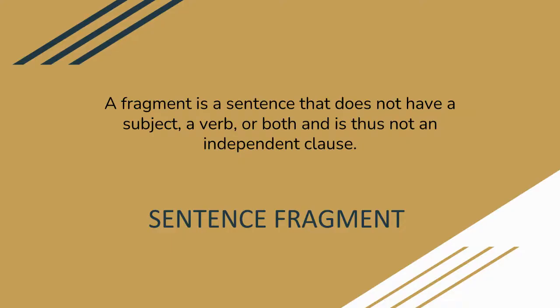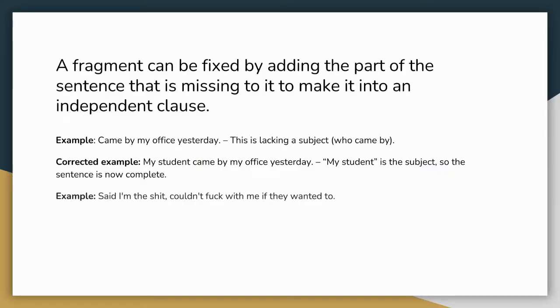The next issue that is very common in writing are what we refer to as sentence fragments. So a sentence fragment is a sentence that does not have a subject, a verb, or both, and therefore is not an independent clause. A fragment can be fixed by adding the part of the sentence that's missing to it to make it into an actual independent clause. So an example, came by my office yesterday. This is lacking a subject. Who came by the office? You don't know that from this sentence.